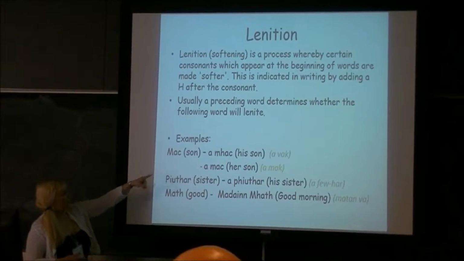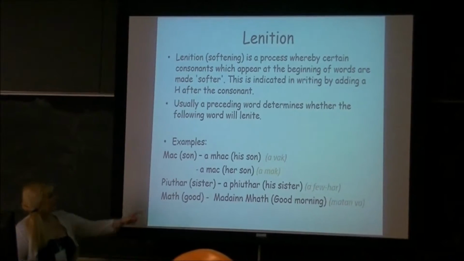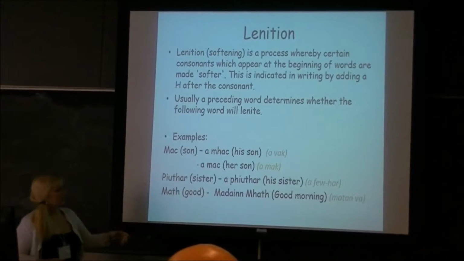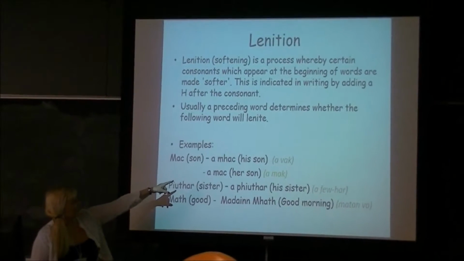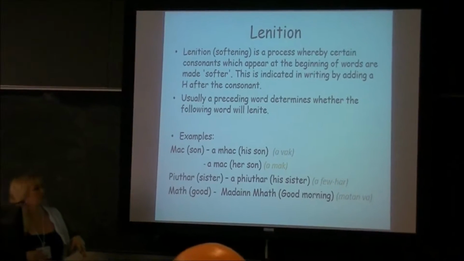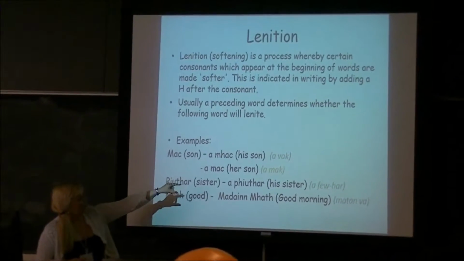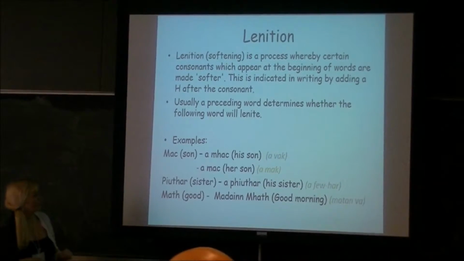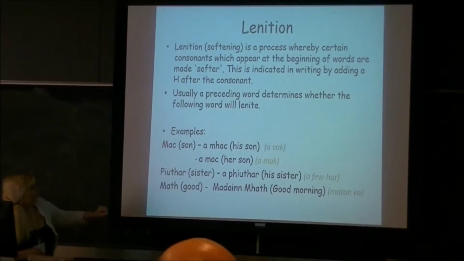So for example, the word mac, which means son. The word for his and hers is a, it's the same. So to differentiate, to say his son, a vac, the MH together is a V sound. Her son, a mac, that's a bit easier. So that's how we would differentiate.